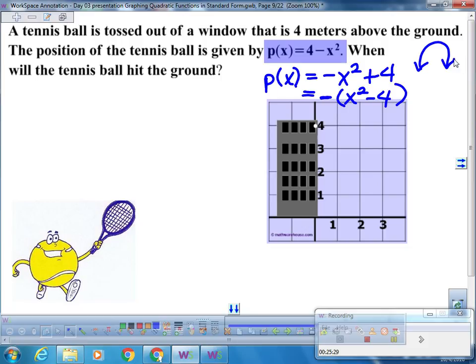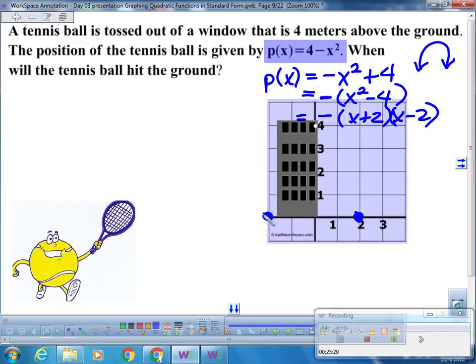Well, I know how to factor that really quickly. X plus 2, x minus 2. So I know that my zeros are at 2 and negative 2. Now, am I really going to talk about negative 2 in the negative 2 direction? Is something really going to fall off the ground at negative 2?